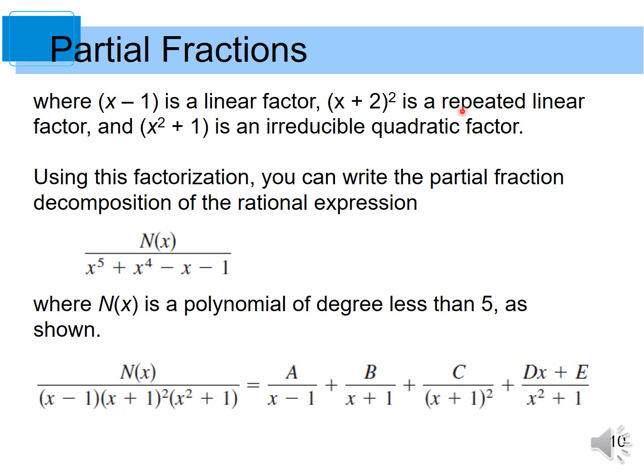But then why do we call it repeated? Because there's a square. Meaning that x plus 1 times x plus 1. So for the square, we say repeated twice. And x squared plus 1 is an irreducible quadratic factor. First, we say quadratic factor because x squared plus 1 is a quadratic function. And why do we call it irreducible? Because x squared plus 1 cannot be factorized anymore to get a simpler form.